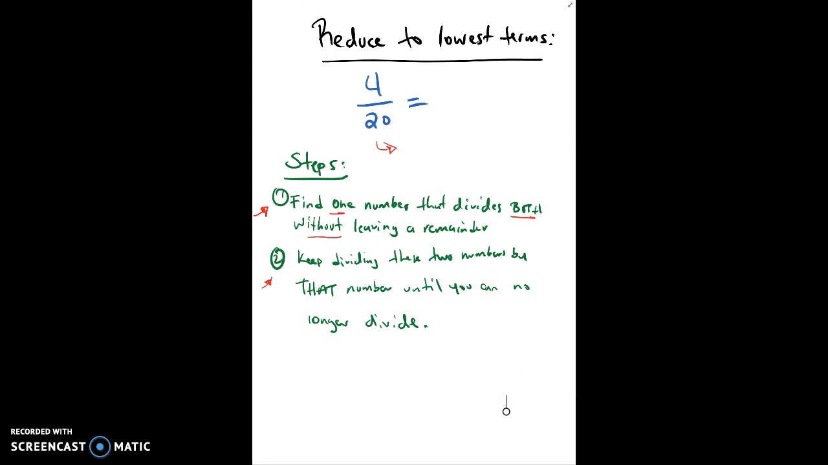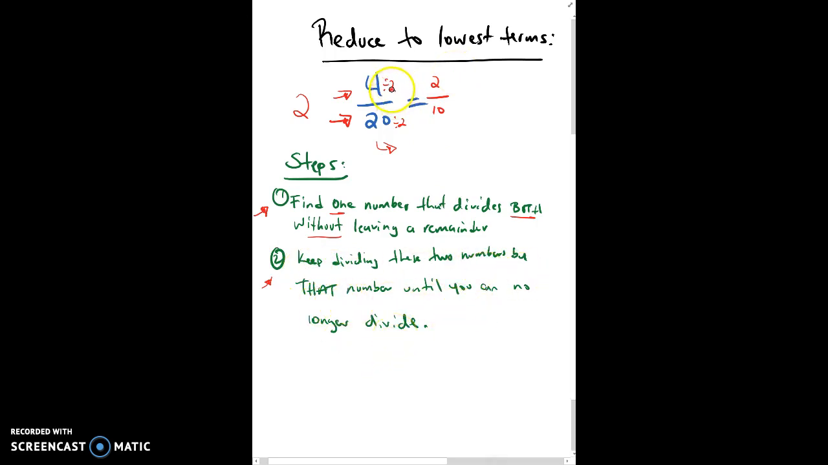Let's try to find a number that divides 4 and 20 without leaving a remainder. The one I can think of off the top of my head is the number 2. 4 divided by 2 is 2. 20 divided by 2 is 10. So we're done with step 1 here, but if we go on to step 2, it tells us to keep dividing these two numbers by that number until you can no longer divide.